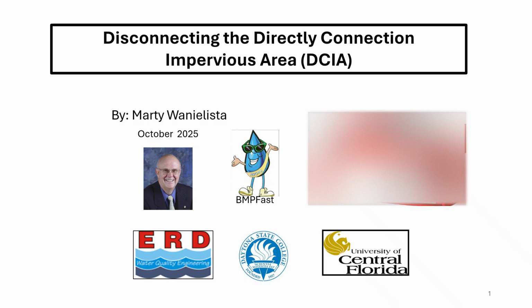Today, we're going to delve into the important concept of disconnecting the directly connected impervious area, often referred to as DCIA. This method is a highly popular and effective strategy for significantly reducing annual runoff volumes. By implementing this technique, we can realize many of the crucial benefits that green infrastructure provides. Properly understanding and applying the disconnection of DCIA is vital for successful stormwater management.